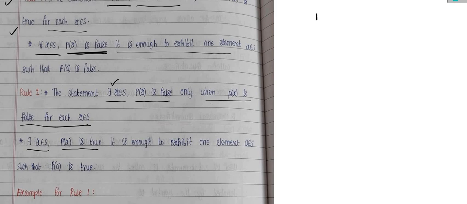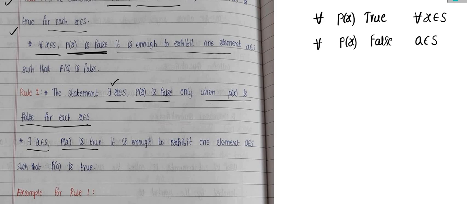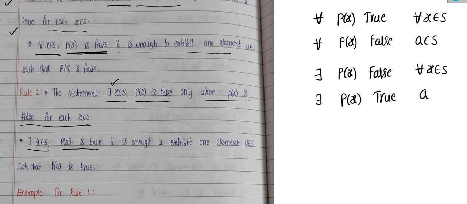So, whenever for all symbol is there and the statement is true, P of x is true, then it is true for all points of S. And also for all is there, statement is P of x, statement is false means the statement is false at any one point A belongs to S. Now there exists P of x is false means it is false for every x belongs to S. There exists, symbol is there exists, P of x is true, then it is true for at least one A belongs to S.